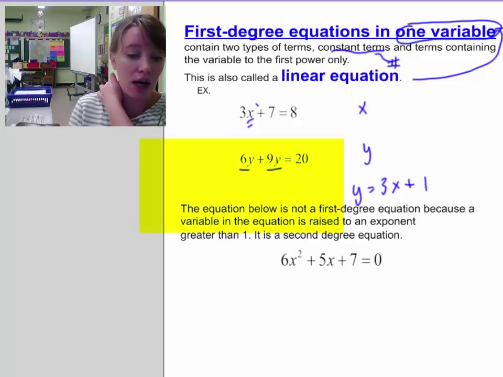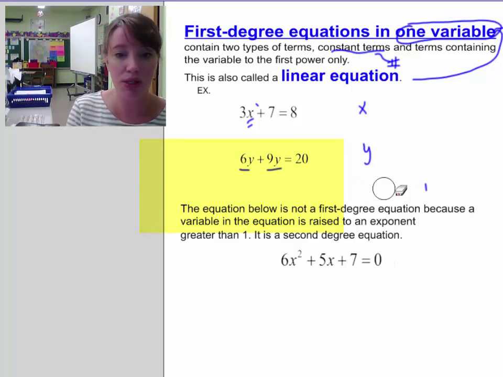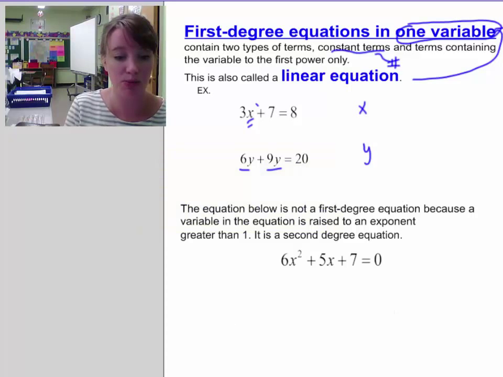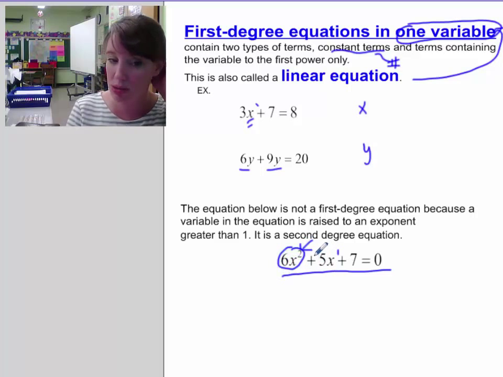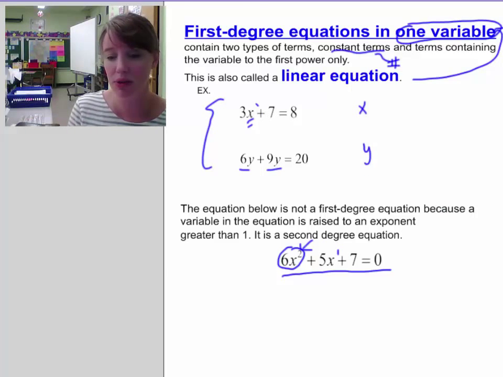The equation below is not first degree because it has a variable raised to an exponent greater than 1. So this, for instance, is called a second degree equation because of this term, this power right here. So you have x squared. It doesn't matter that there's an x to the first power here. What matters is that this x squared term is going to dominate the equation. So this is called a second degree equation. The ones that we're going to deal with today are first degree equations. We're going to see several different types.